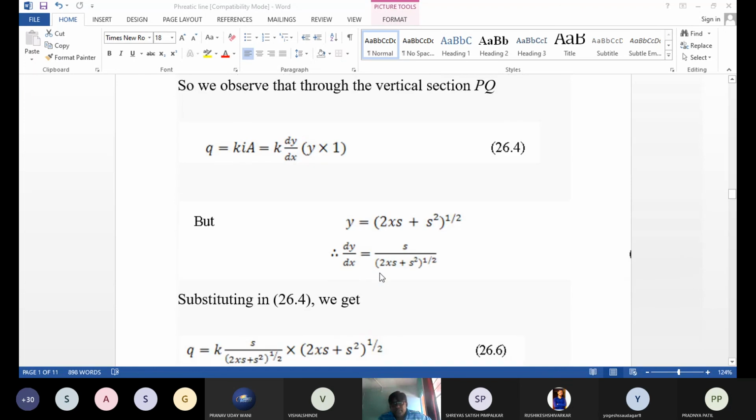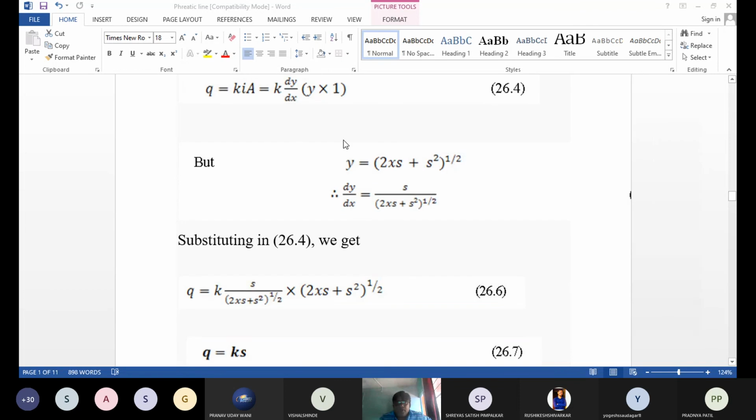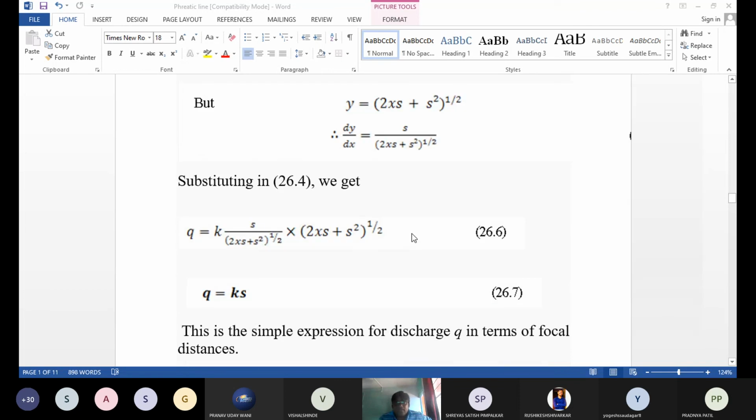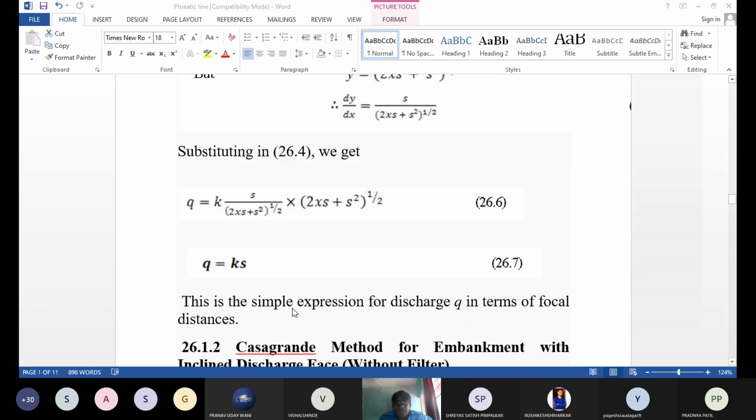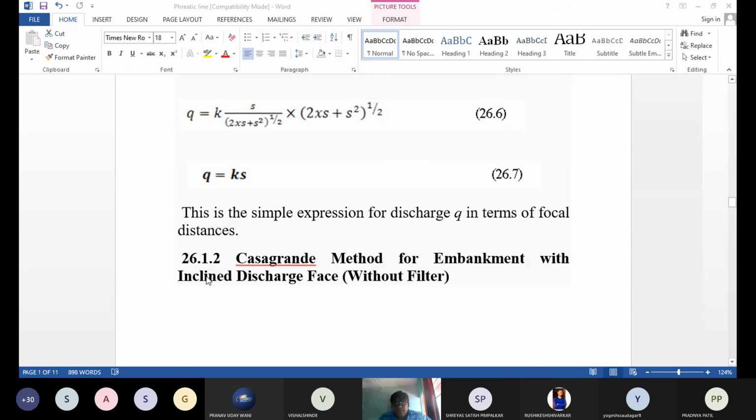This is the analytical procedure. dy by dx is equal to s by square root of 2xs plus s square. Substituting this, you will get the discharge. What would be the discharge inside the dam? That is going to be found with the help of this equation, and finally you get q is equal to ks. So this is the way to represent the location of the phreatic line, and I think you can understand these concepts of how to draw the phreatic line in case of the zoned type of embankment. So my part is over.